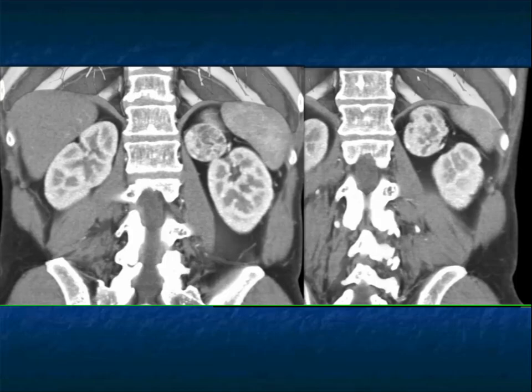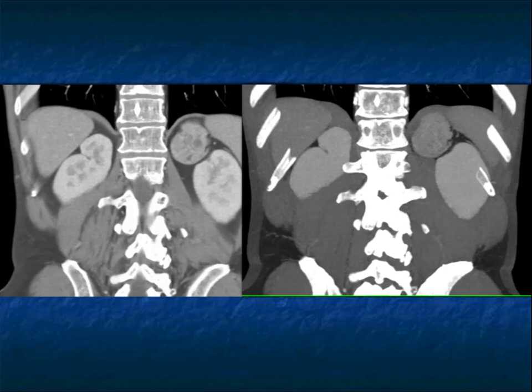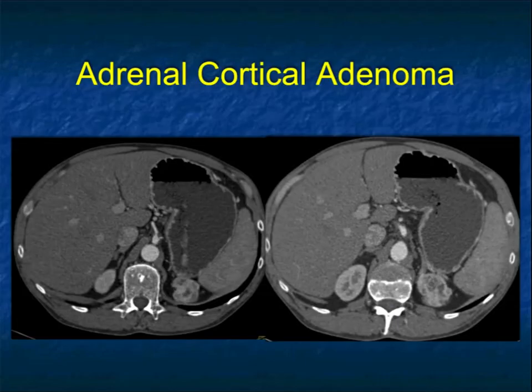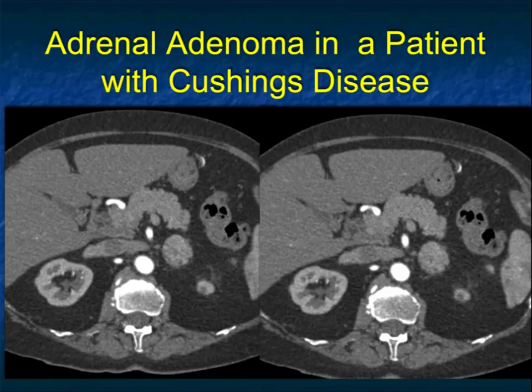I still think I would probably favor pheo in this, but I would not leave this alone. This was resected. It was an adenoma. Again, what a vascular adenoma. So now I've shown you 3 cases which are adenomas, but you really could never make the diagnosis.